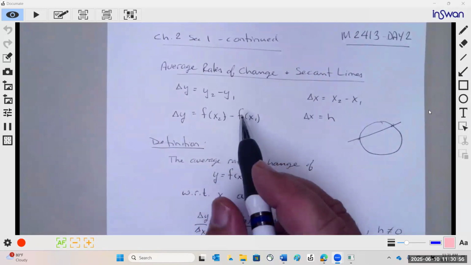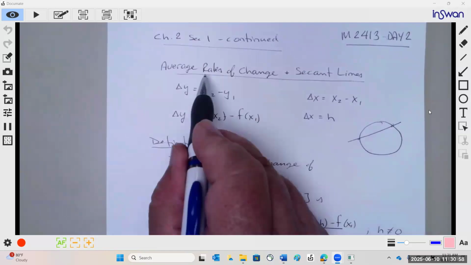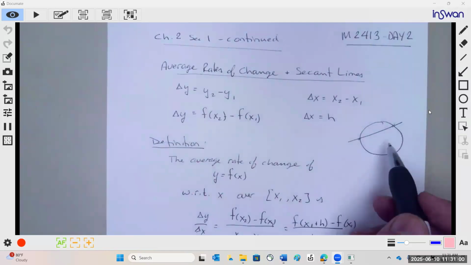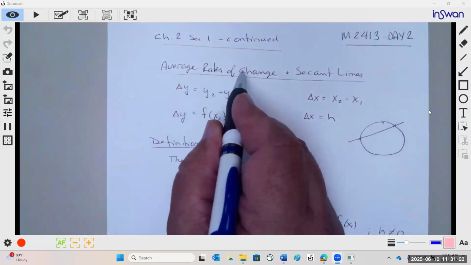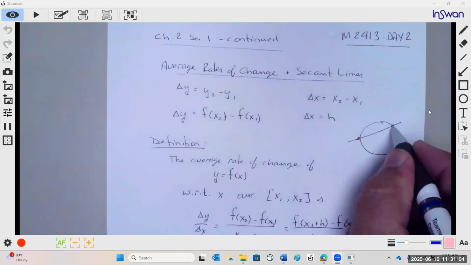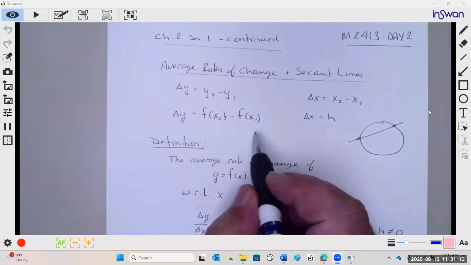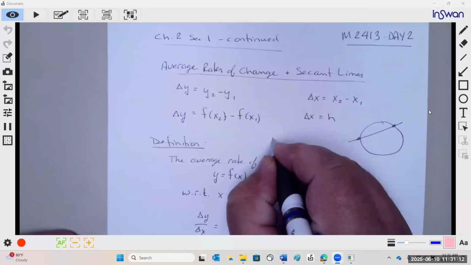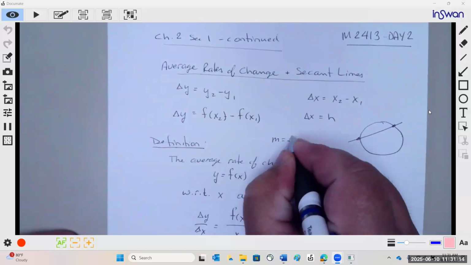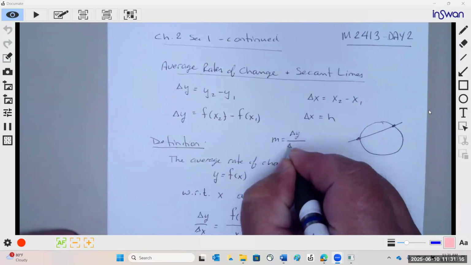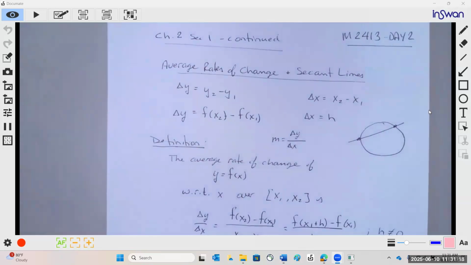But now the reason being we use the average rate of change with secant lines, because for the average rate of change, you need to have 2 points. You can only take average if you have two numbers, and that's what's happening here. And basically the slope is delta y over delta x. It's the average rate of change.